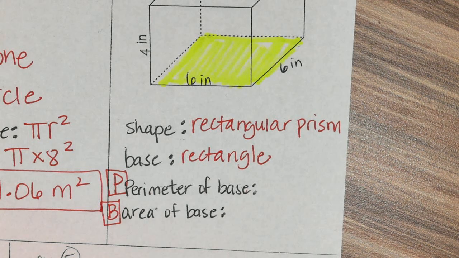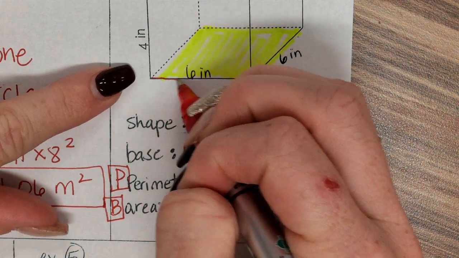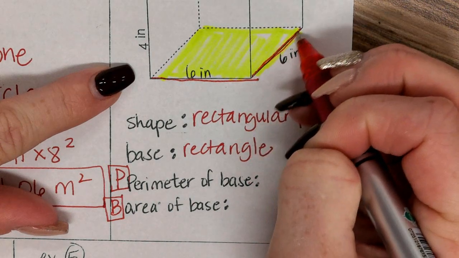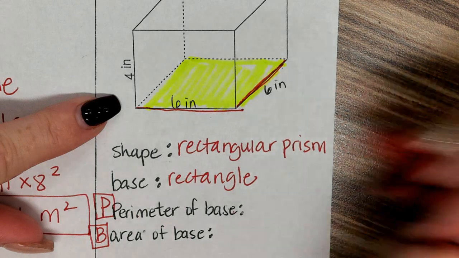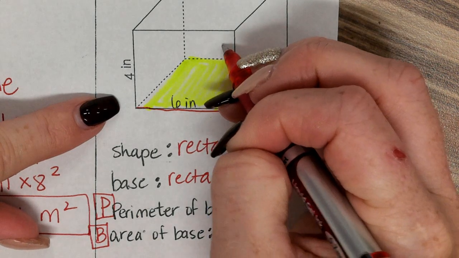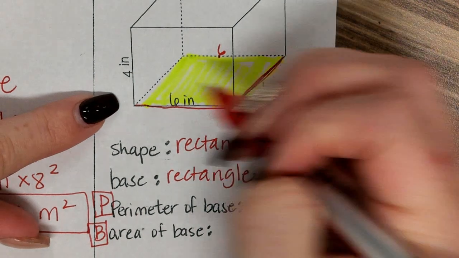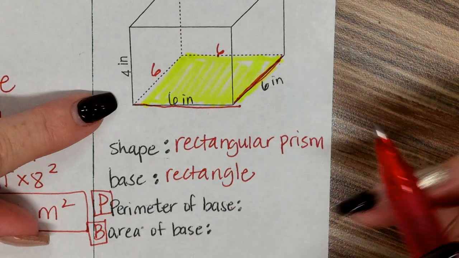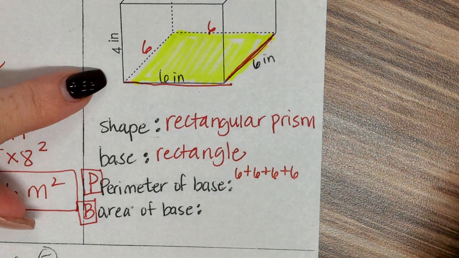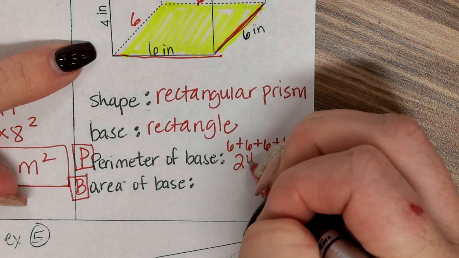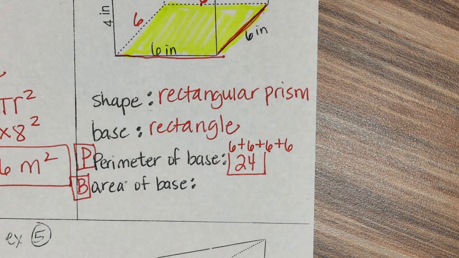Add all the sides. So look at this base. Are there only 2 sides, or are there 4 sides? All right, so if this is 6, what's this over here? And if this is 6, what's this over here? So I'm going to do 6 plus 6 plus 6 plus 6, which is 24. That is your perimeter of the base.